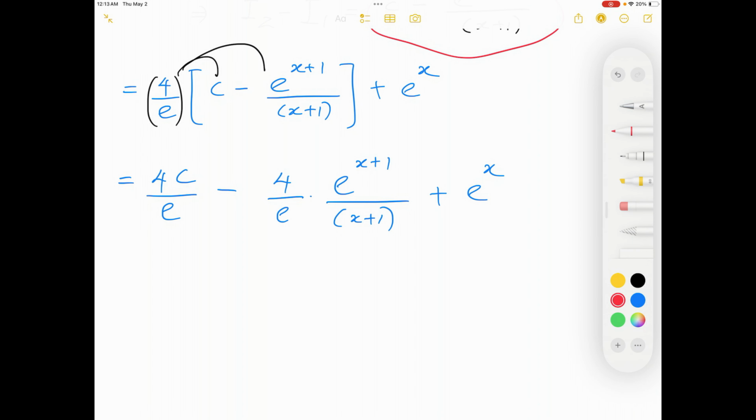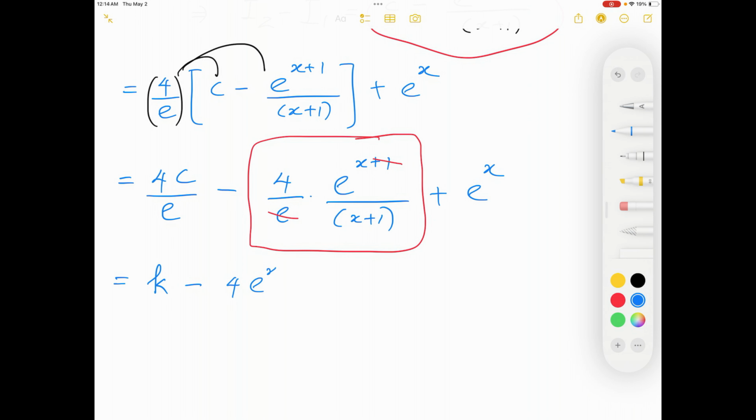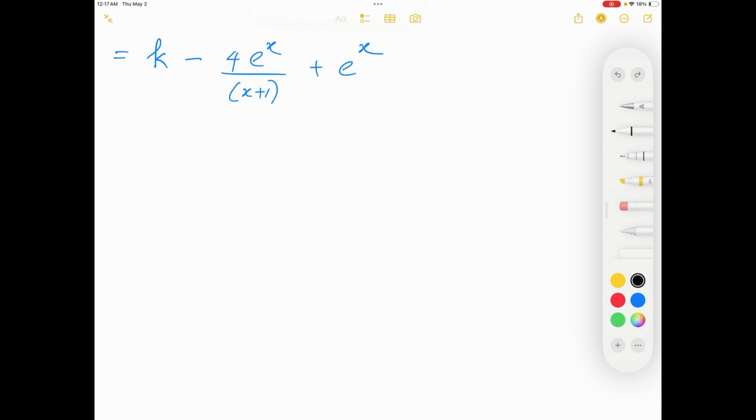What we need to see is that this first term right here is a constant. We can write it down just as some constant k. This term right here can be simplified more. I can cancel out one of the e terms in the numerator with the e term in the denominator. Therefore, that term becomes minus 4 e raised to the x over x plus 1. And outside, I have another e to the x. So this is our final answer.